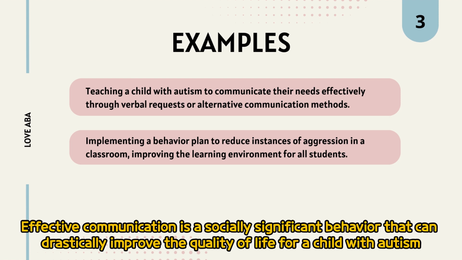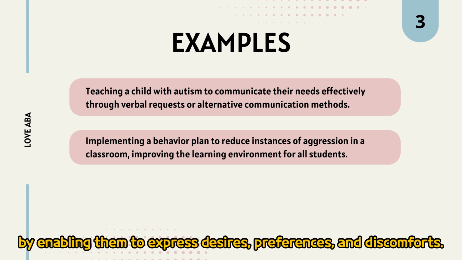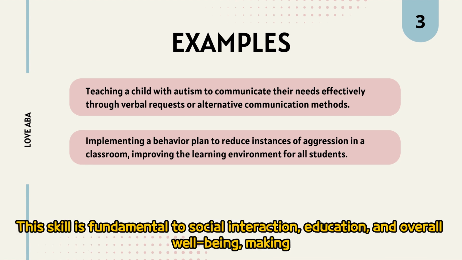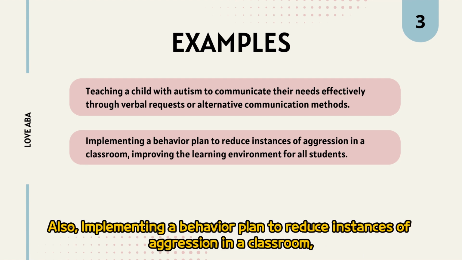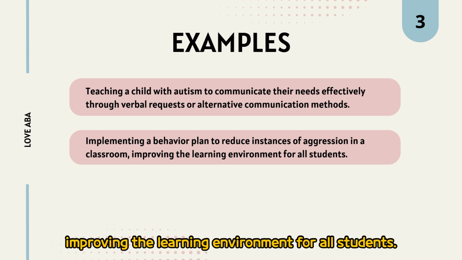Effective communication is a socially significant behavior that can drastically improve the quality of life for a child with autism by enabling them to express desires, preferences, and discomforts. This skill is fundamental to social interaction, education, and overall well-being, making its development a priority within the applied dimension of ABA.